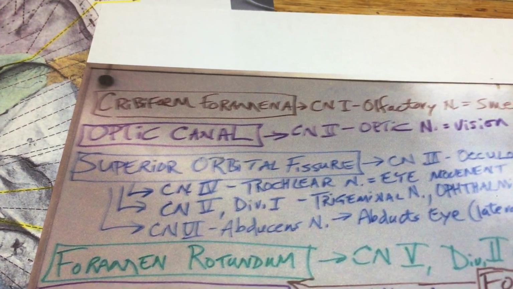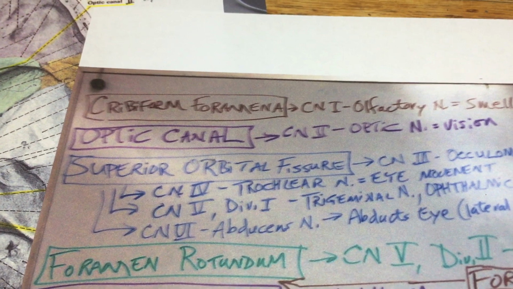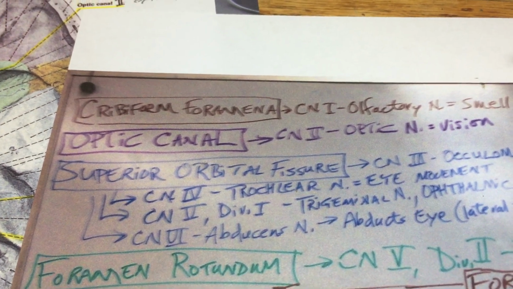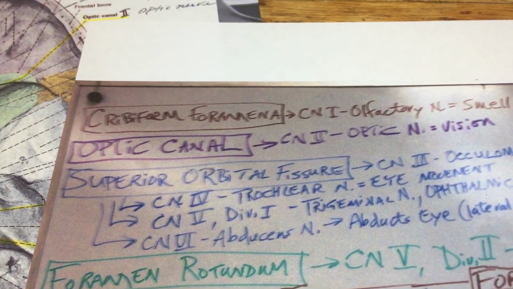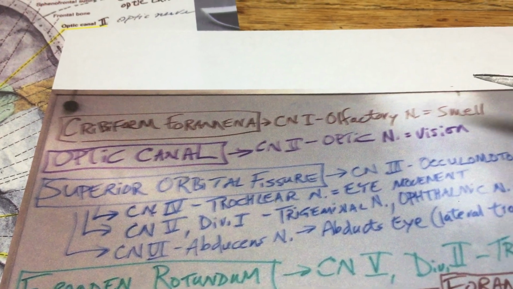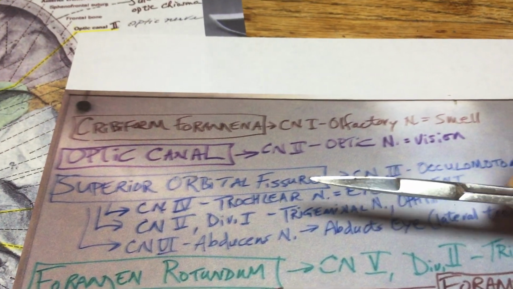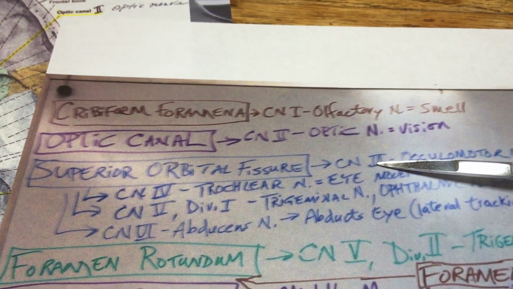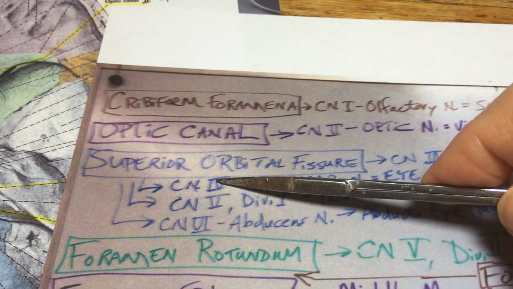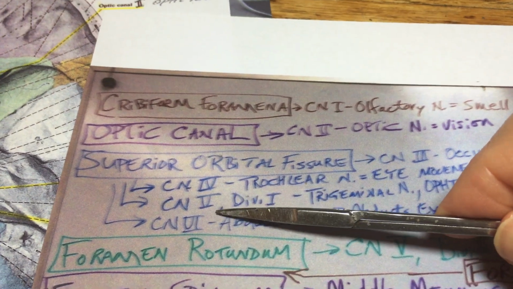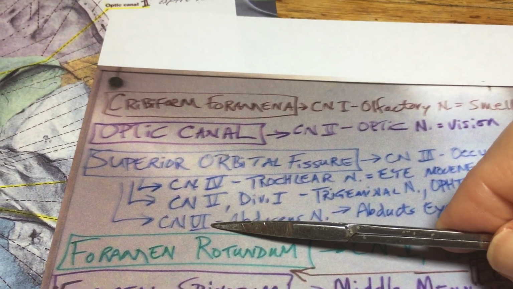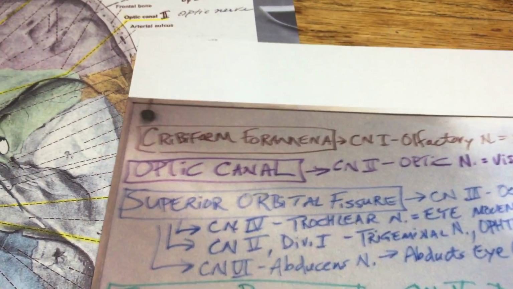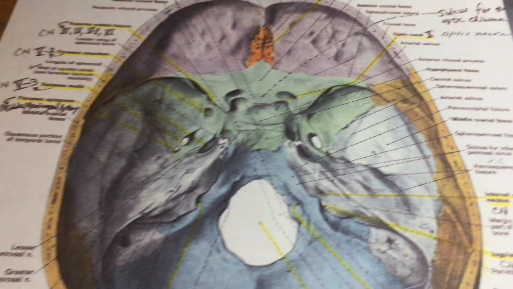Okay, you can see that by looking in the front of the skull through the orbit, and you'll see a big orbital fissure, a fissure in the way back. But here we're actually going to see it from the back side, and we're going to see cranial nerve 3, cranial nerve 4, cranial nerve 5, part 1, cranial nerve 6. Okay, so let's take a look at that.